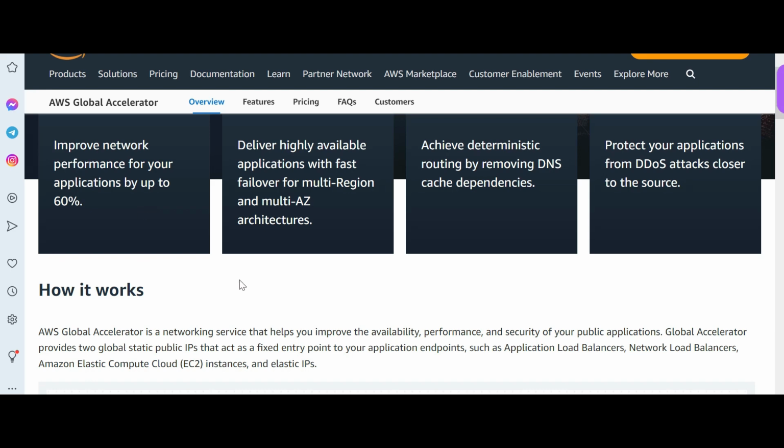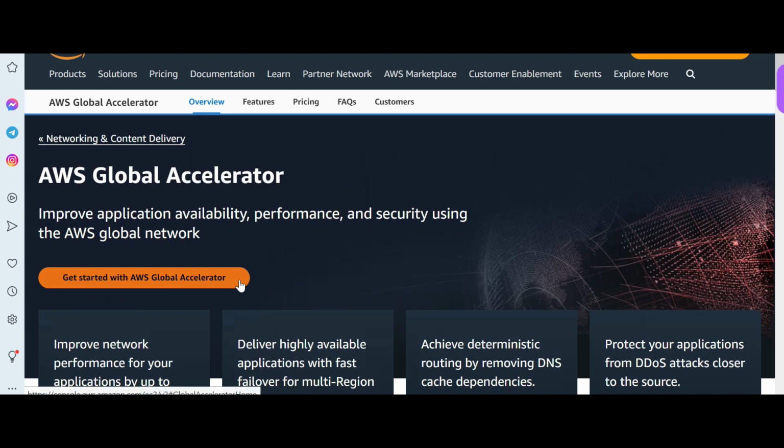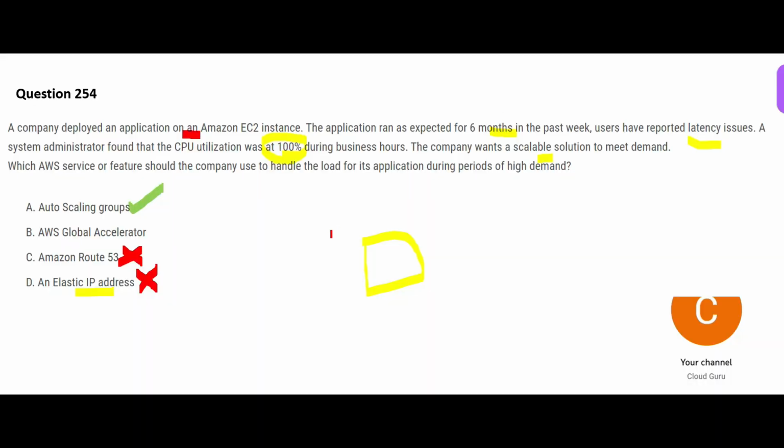And you know what? Applications like Netflix or Amazon Prime benefit from it because they want speed. Here in this question, network is not a problem. The problem is compute, scalability of compute. So B is wrong. Let us lock this answer. I have given enough justification. Hope you got the justification and understood it clearly.